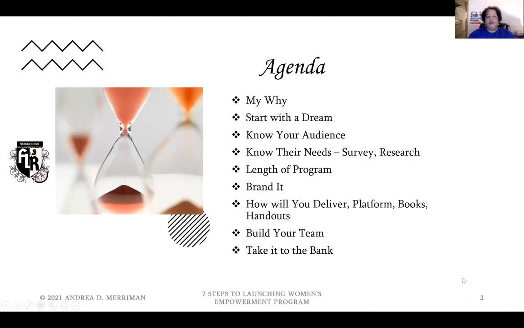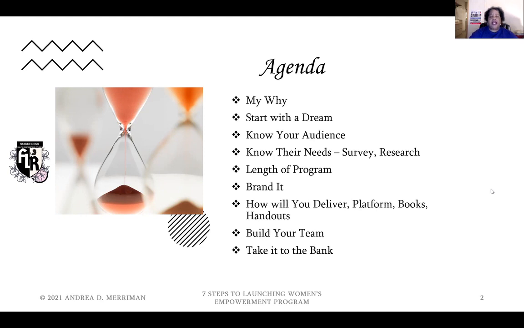We're going to go over why I'm doing this, my why. Start with a dream. If you look at your worksheet on page 2, it talks about that. You can fill in those blanks. This is kind of like your agenda. We're going to go over your dreams and look at what that has to do with your program. We're going to talk about how you can know your audience. Not only do you need to know the kind of people you want to serve, but you need to really know what they're wanting.